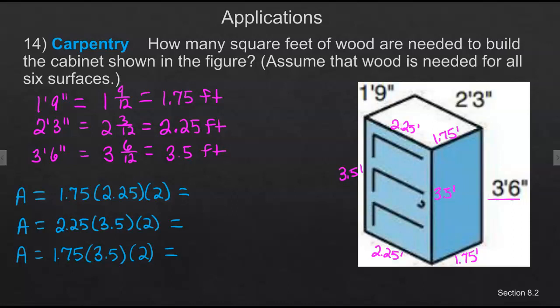And then we just multiply each one. I've got to look at my numbers here. So 7.875. And then our front and back are 15.75. And then sides are going to be 12.25. And we add those all up. We get 35.875 square feet.